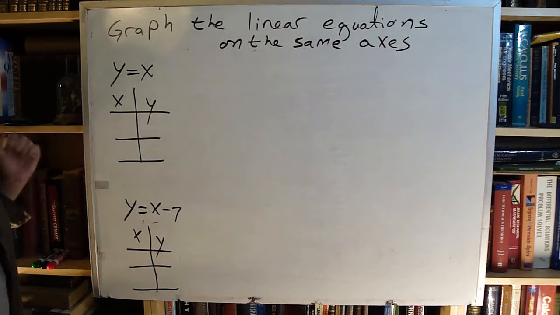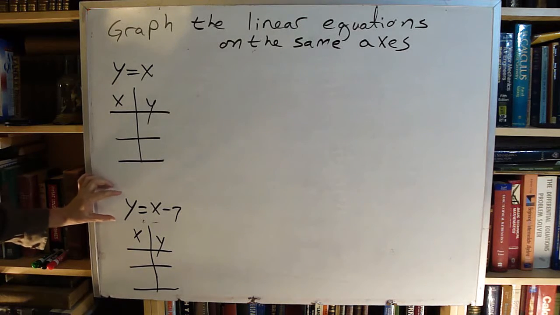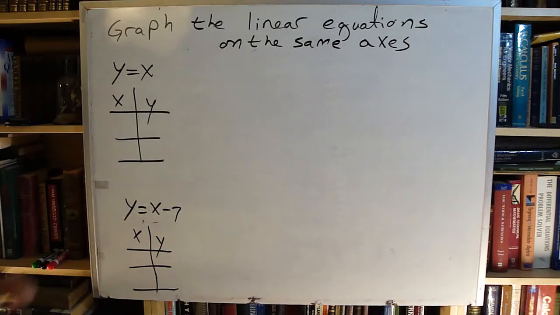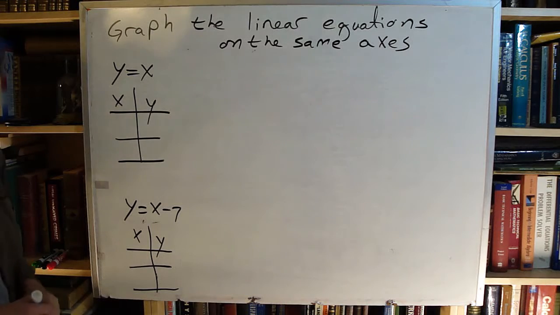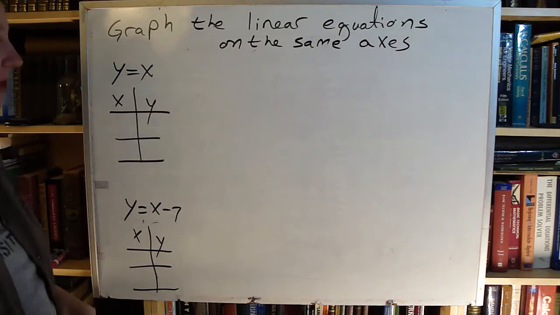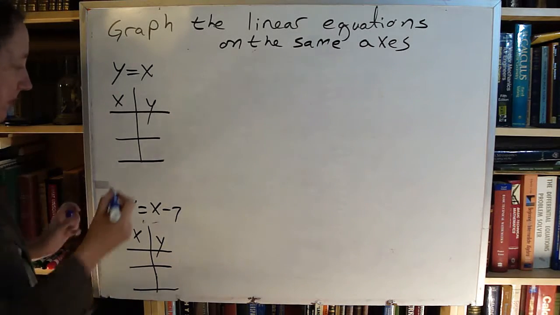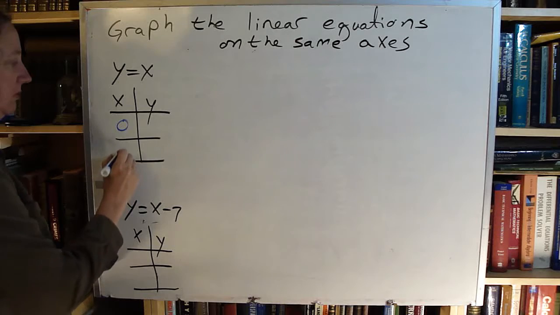Graph the two linear equations on the same axes, y equals x and y equals x minus 7. We're not given numbers for them, so I have to come up with those numbers out of my head. I'm going to choose nice, easy numbers: 0 and 1.